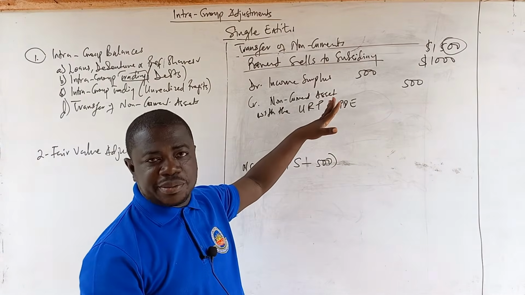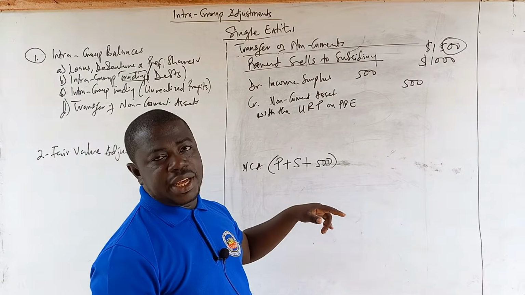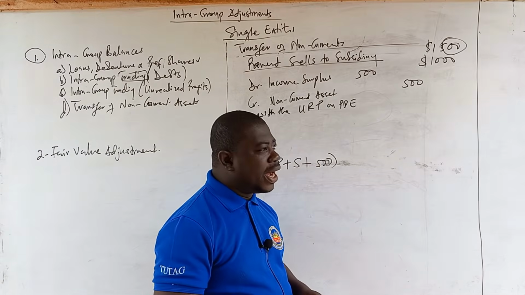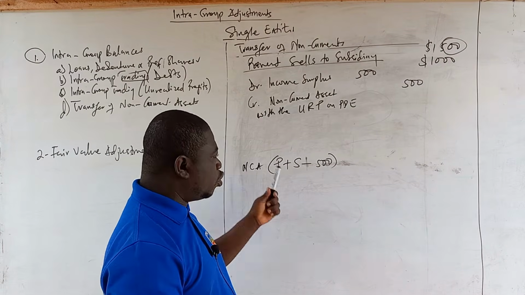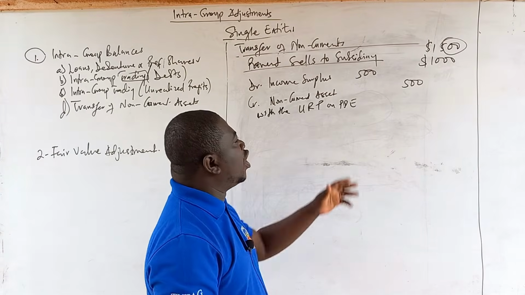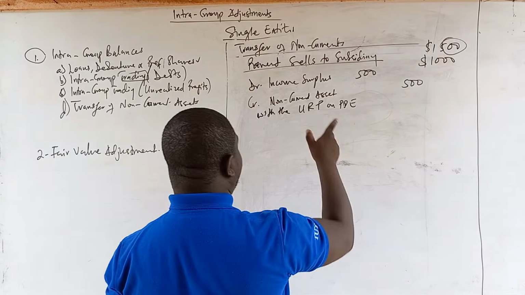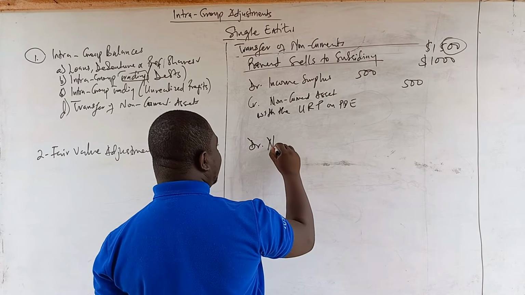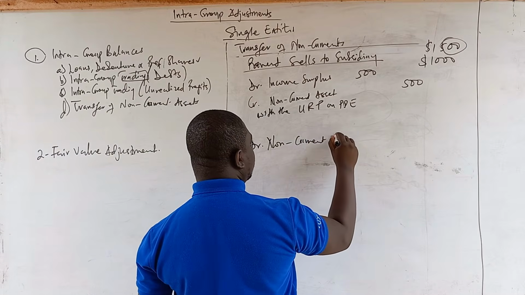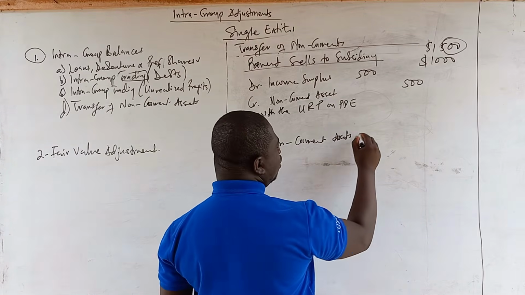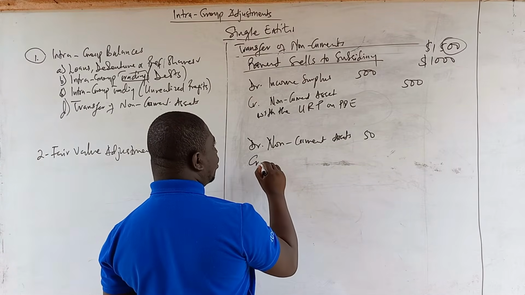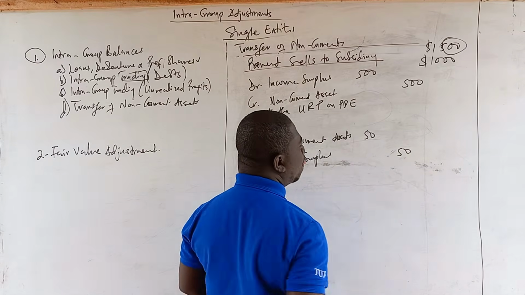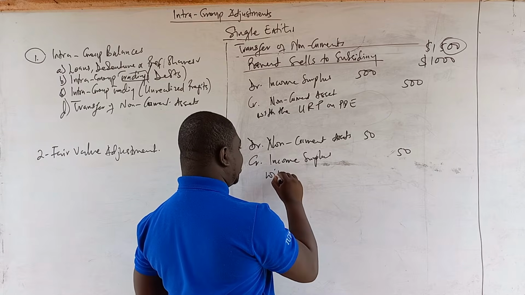This is the first part of the treatment. You are not done yet. The second part is whether it has been depreciated or not. If it has, then there should be another adjustment for excess depreciation. Let me show that to you as well. After doing the first adjustment, the next adjustment is to look at the excess depreciation. With the excess depreciation, you debit the non-current assets. In this case, it was 50. So you debit it with 50, and then you credit the group income surplus with another 50, the excess depreciation.